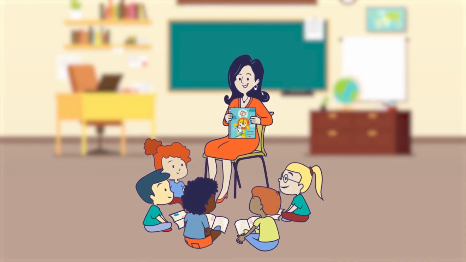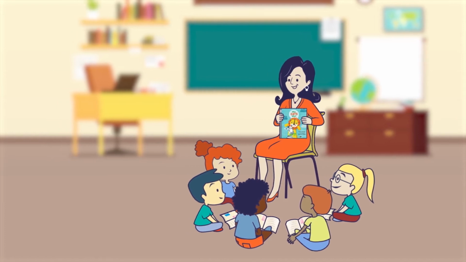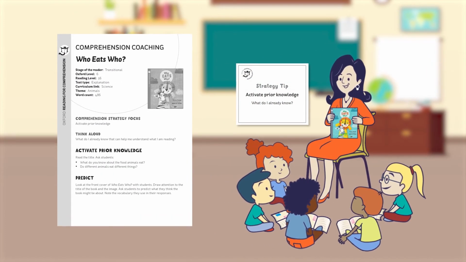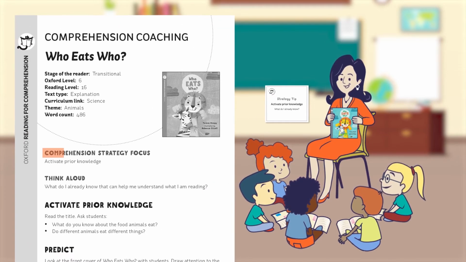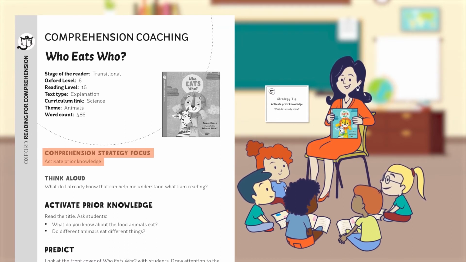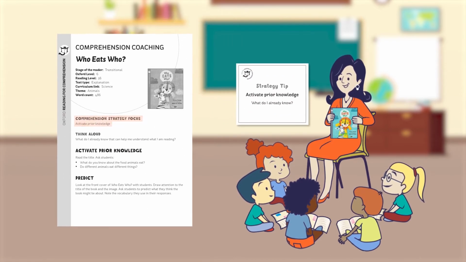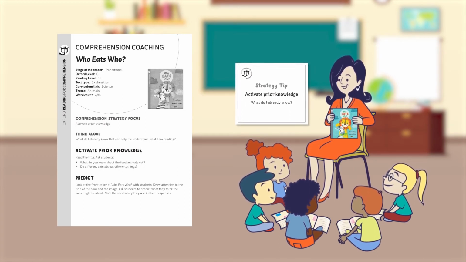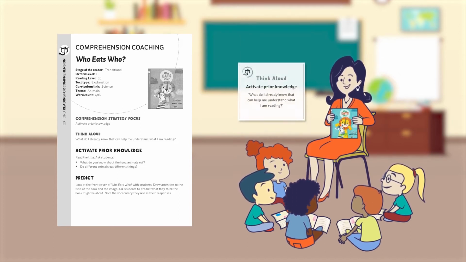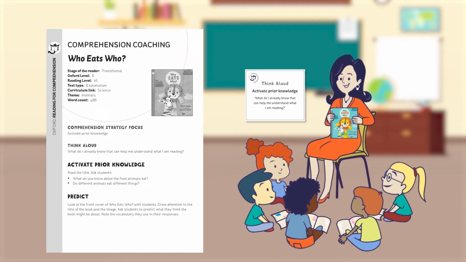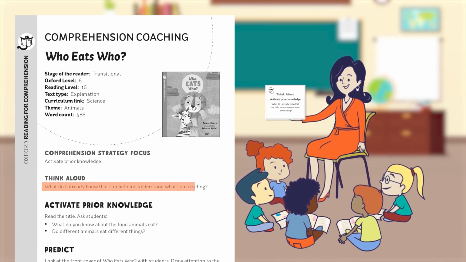Welcome to today's reading group session. The comprehension strategy we will be focusing on today is Activate Prior Knowledge. I'm going to remind us of our strategy tip using our flashcard. Our tip for Activate Prior Knowledge is, what do I already know? Now, I'm going to show you how I use this strategy while I read using our Think Aloud sentence that helps us to activate our prior knowledge. Remember, our Think Aloud sentence is, what do I already know that can help me understand what I'm reading?